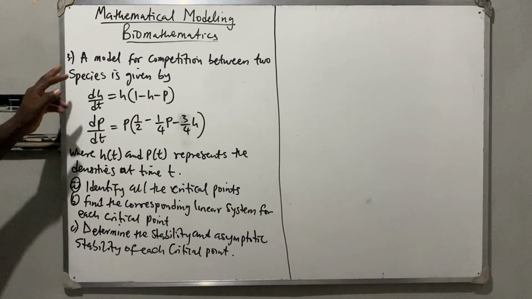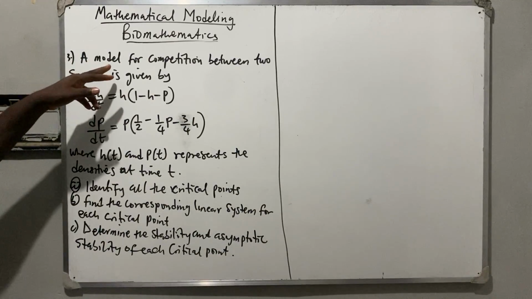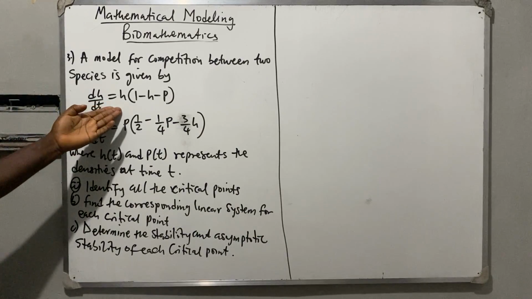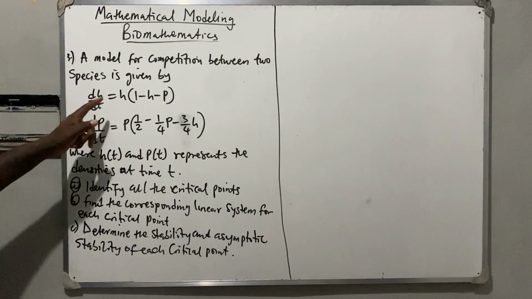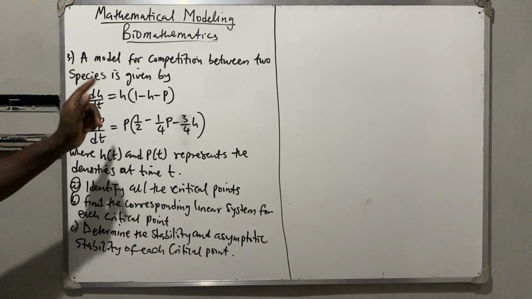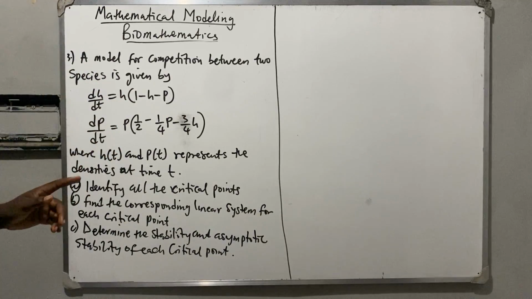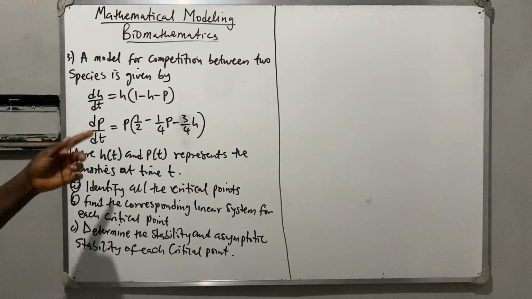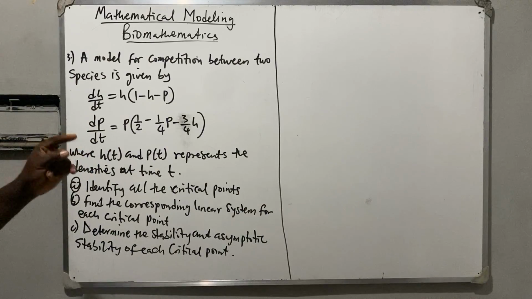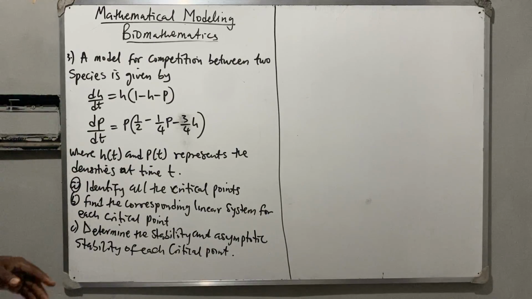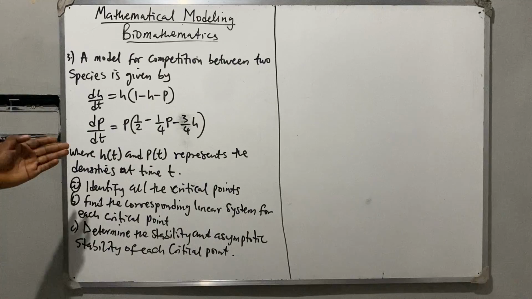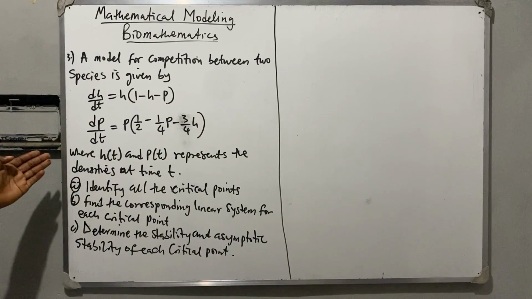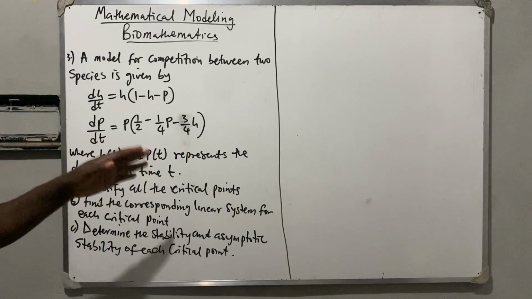And in this question, we are asked to find something. They say that a model for competition between two species is given by these equations: dh/dt is equal to h(1 - h - p), and the second equation, dp/dt is equal to p(1/2 - 1/4 p - 3/4 h), you close the bracket, where h(t) and p(t) represent the densities at time t.